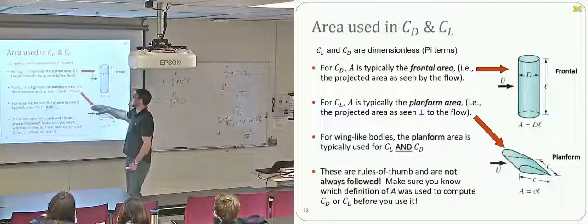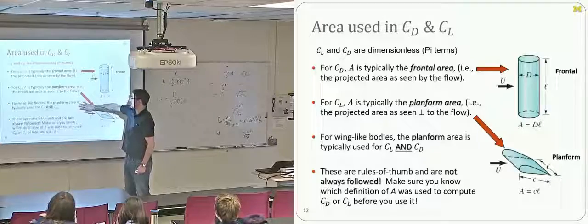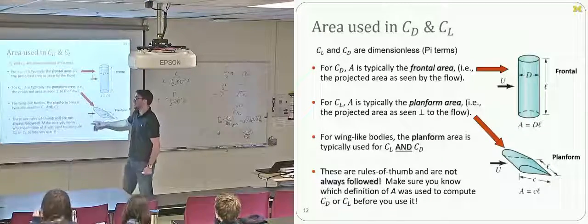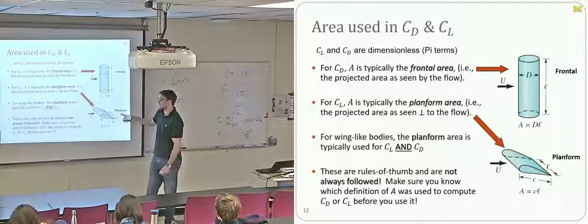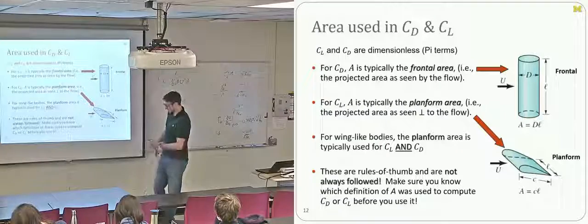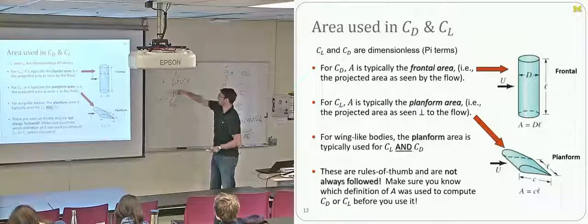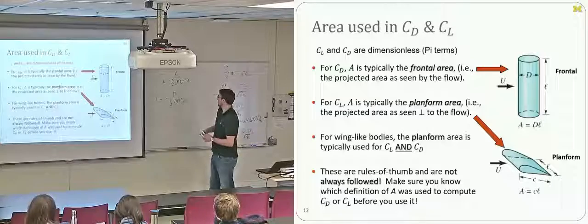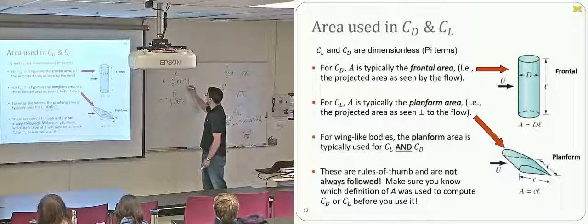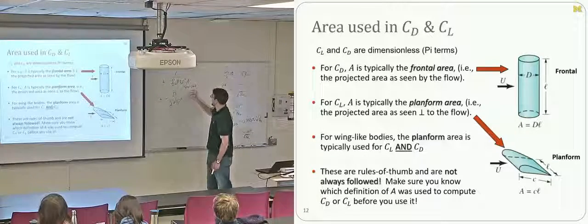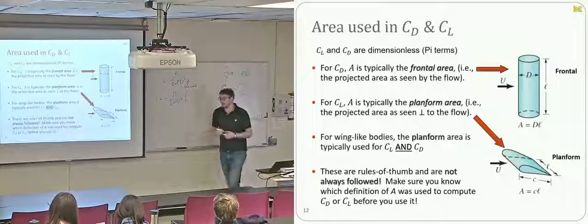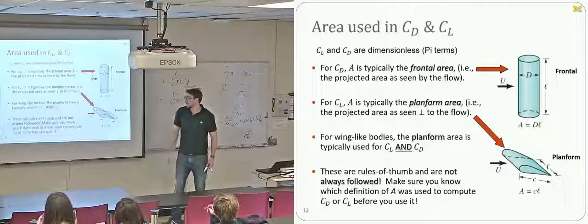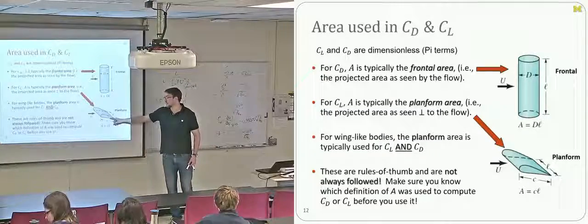The one exception to this rule that I want to point out is that when we're dealing with wings, usually the convention is to use the same area for lift and drag, that is the planform. So typically, if you're talking about wings and lift and drag coefficients, then you're going to have what's called the span times the chord for both areas. The length of the wing times the depth of the wing, the thickness of the wing. So I think on the homework, the drag coefficient problems involve wings.